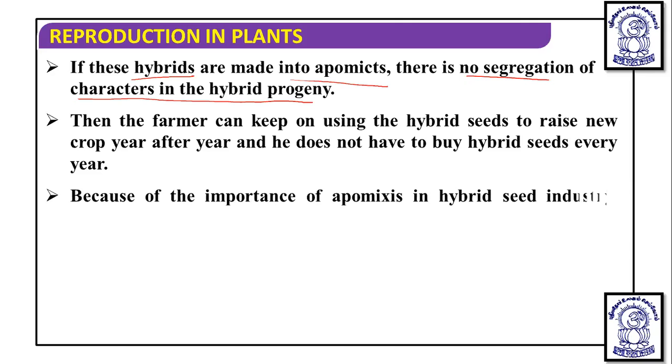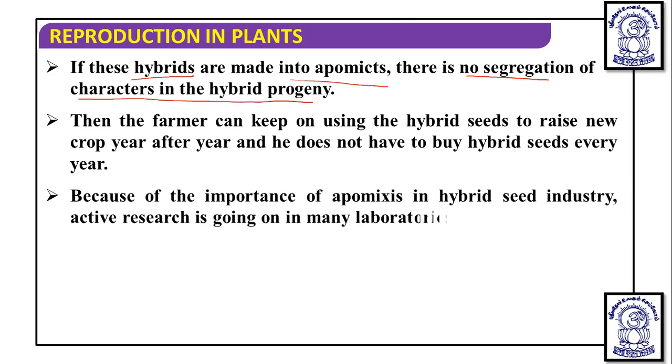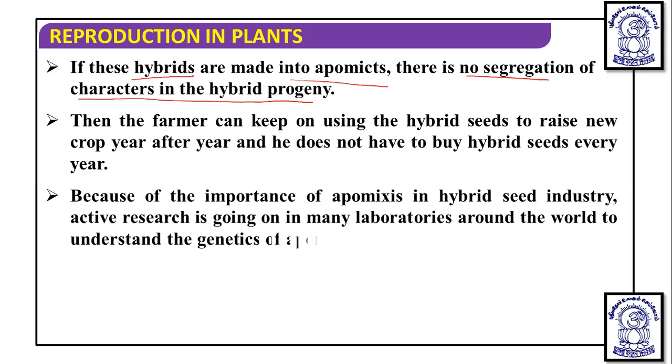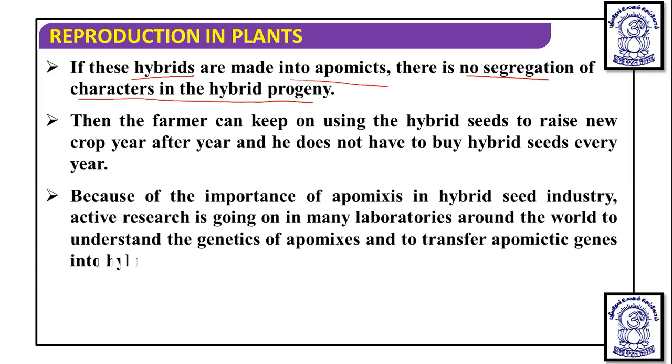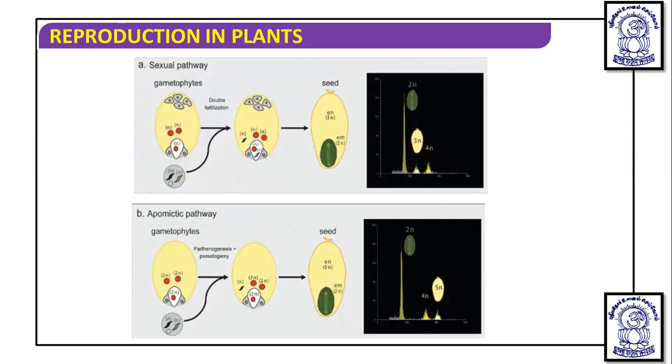So because of the importance of apomixis in the hybrid seed industry, active research is going on in many laboratories around the world to understand the genetics of apomixis and to transfer the apomictic gene into hybrid varieties. So there is a lot of research going on about apomixis. You can see here the difference between the sexual pathway and the apomictic pathway.